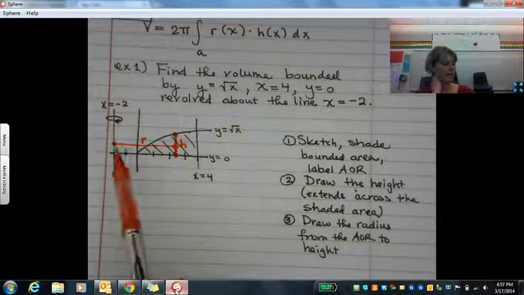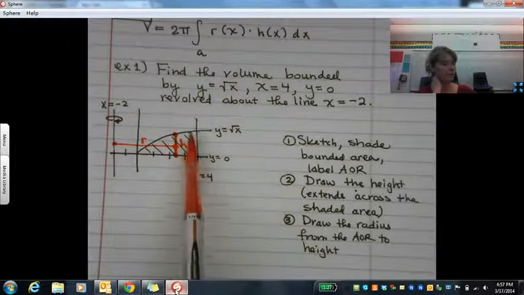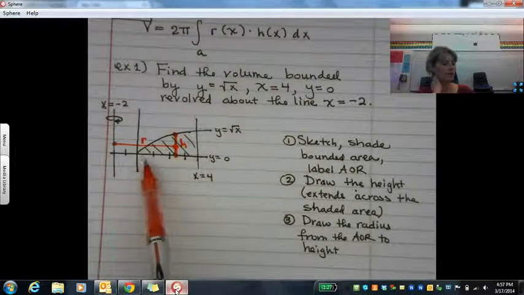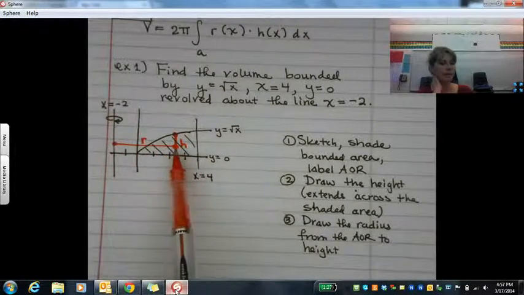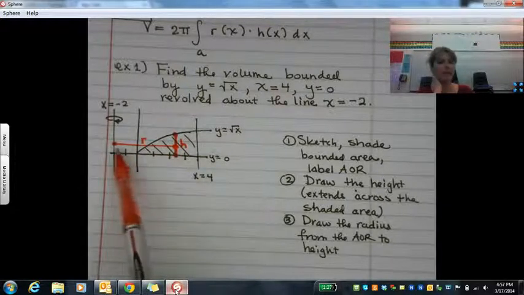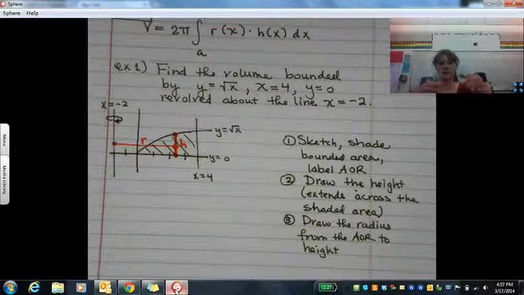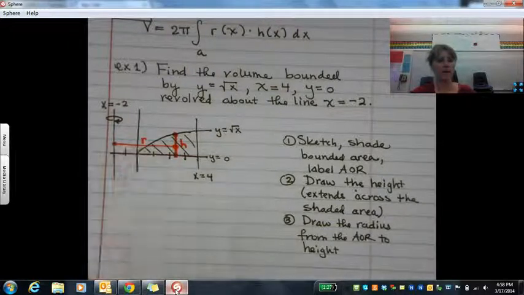So again, if you drew your height over here, that's fine. It doesn't matter where you draw your height as long as it's in the shaded area. And then your radius is going to run from your AOR to where you drew your height. I could have drawn it up higher, I could have drawn it down lower, because it doesn't matter. That radius is going to be the same because it's a cylinder. It would not be a cylinder if it went like this, right? That's not a cylinder. Cylinders go straight up and down, where they have the same radius no matter where you draw it. And so that's why it doesn't matter where I have that radius.